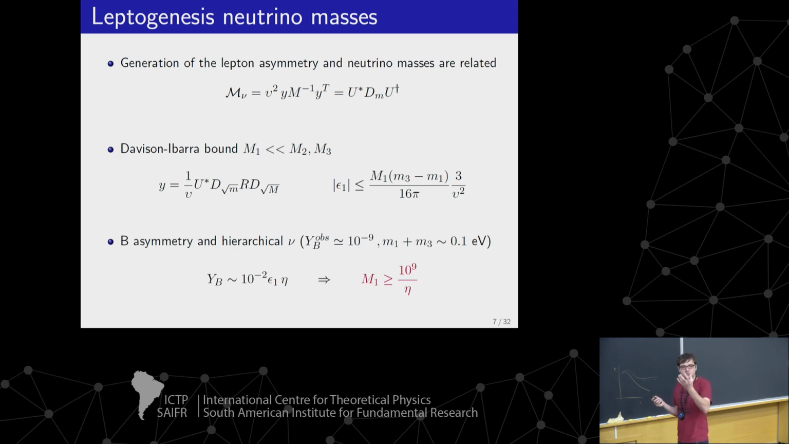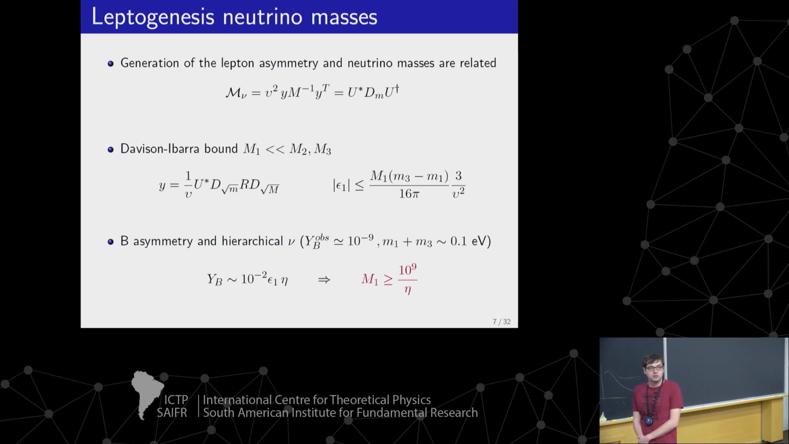As I said, suppose we have three right-handed neutrinos, 1, 2, 3. M1 is much smaller than the other two. Okay, all three are very heavy, but one is much smaller than the others. Then you can parameterize your Yukawa in terms of the neutrino mixing U_PMNS matrix, a matrix with the eigenvalues of the small neutrino masses, a rotation matrix, and a diagonal matrix with the eigenvalues of the heavy right-handed neutrino masses. You can substitute this expression into your expression of epsilon and work out some math, and then you get this kind of bound. The absolute value of the CP violating parameter cannot be bigger than this quantity proportional to M1, inversely proportional to the VEV, and proportional to the neutrino masses.